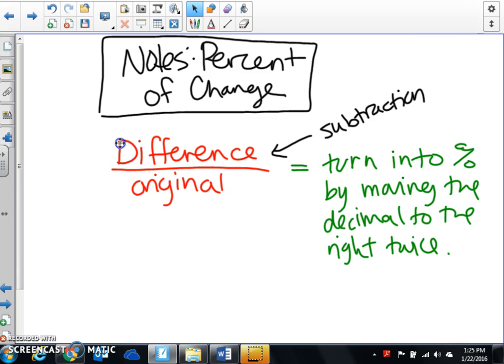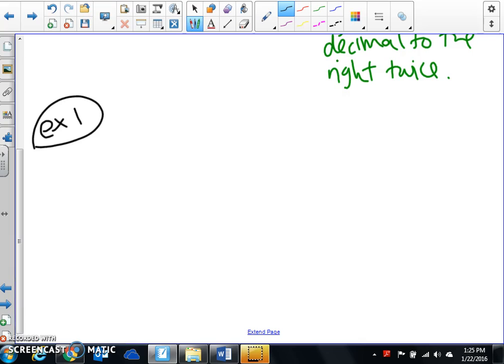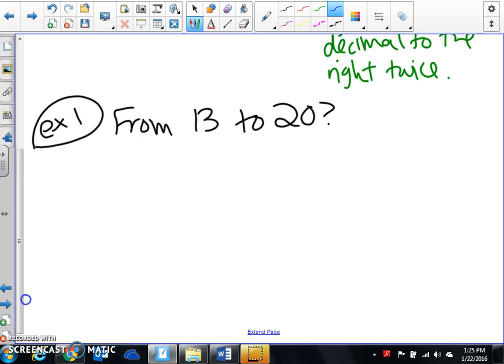Okay, so let's do a couple examples. We're going to do a couple basics, and then we'll get to the word problems. All right, so what's the percent of change from 13 to 20? So the way I always start this is I say, okay, so I've got 13, I go up to 20. So I know immediately it's going to be an increase.